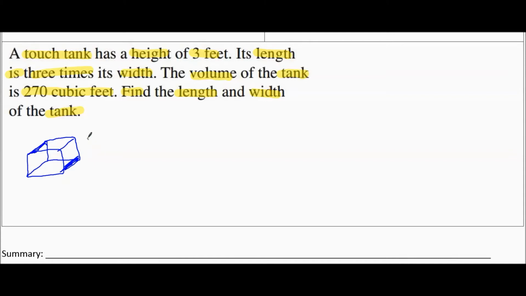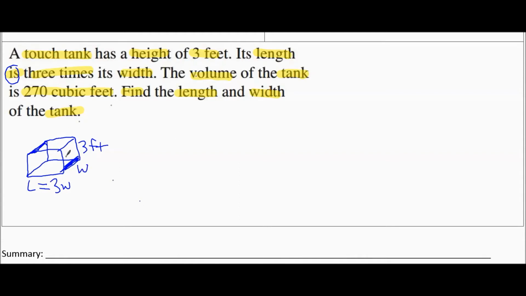Okay, so what's this saying? It's saying it has a height of 3 feet. It's saying that its length, let's say that this is the length, means equals. So length equals 3 times the width. I don't know what the width is, and the width, let's just call that W. And we're finding the volume.